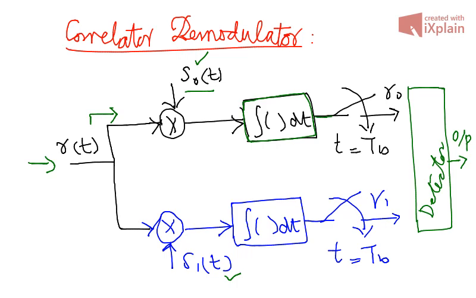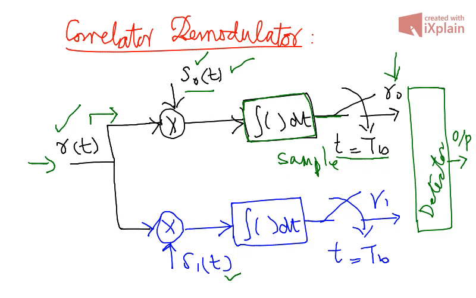The output of the integral is observed at the instant t equal to Tb. So this sample is observed. The value of this sample is r0, and this value r0 measures the similarity of the received signal with S0(t).